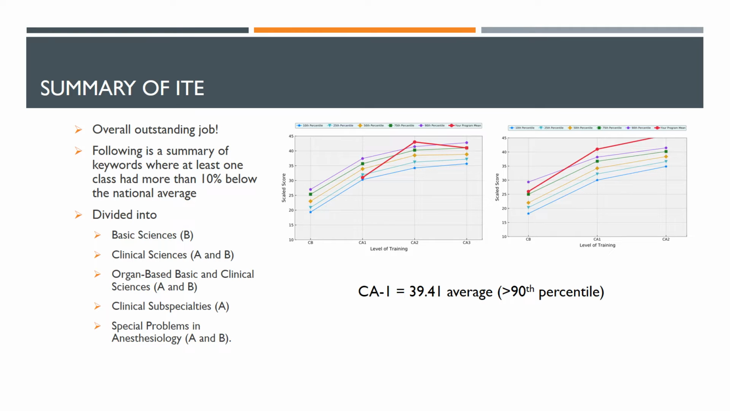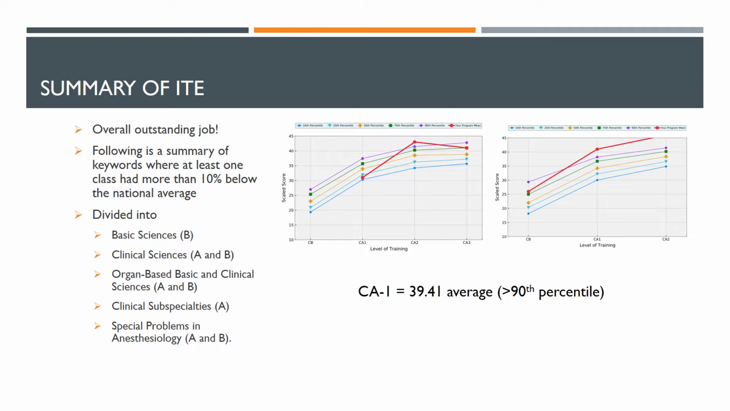So what this review is, keywords are included where at least one of the training classes had at least 10% below the national average. So somewhere there are some gaps. Each one of these keywords represents some gap that some class has. And so I've included these items in order to close these gaps.